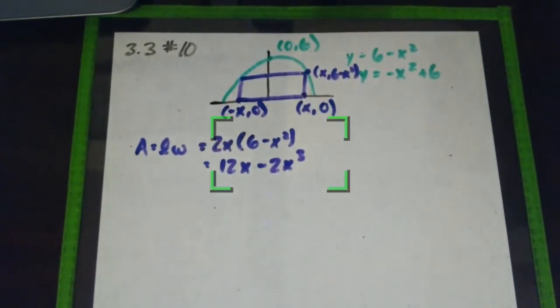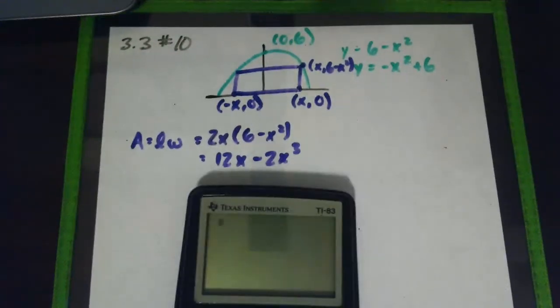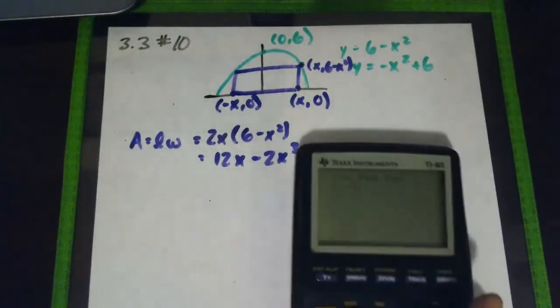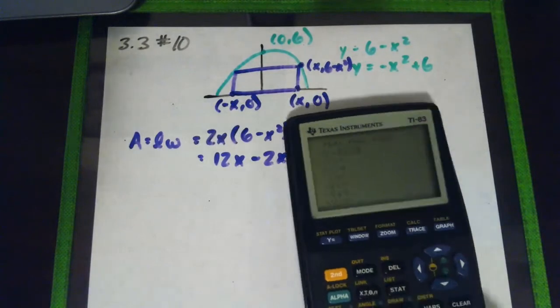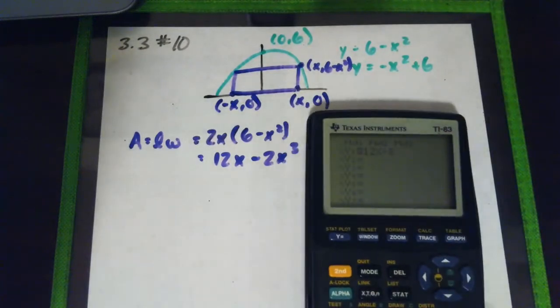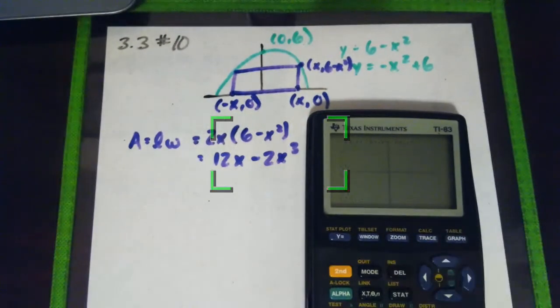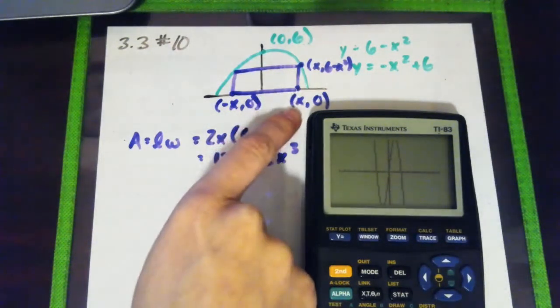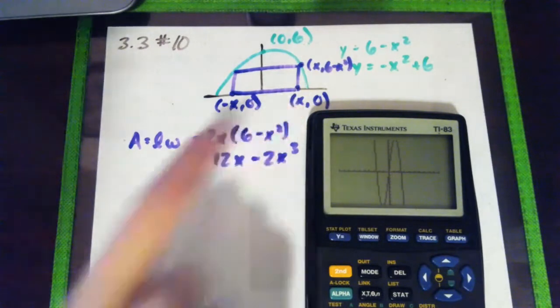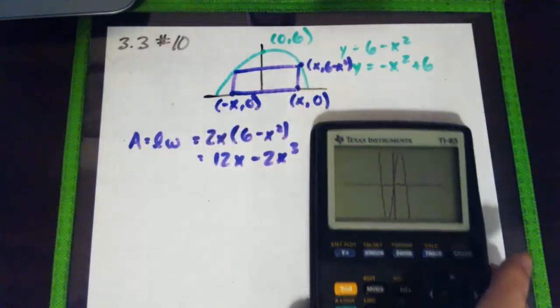Now, in this case, we don't have a formula for how to maximize that. So we're going to have to use our graphing calculators. We're going to go to our y equals, and plug in 12x minus 2x to the third power, and hit graph. All right, well, in this case, our x value is positive. So we want the positive x value.